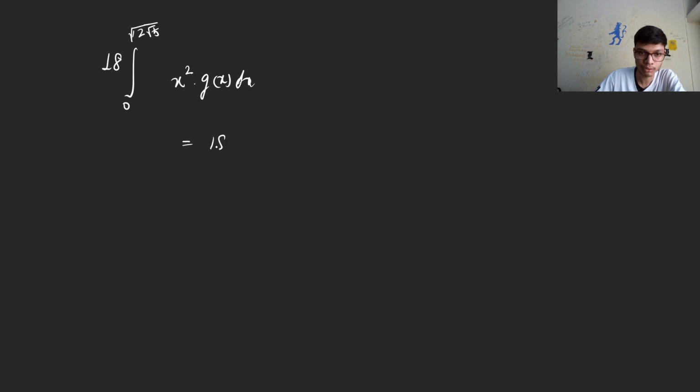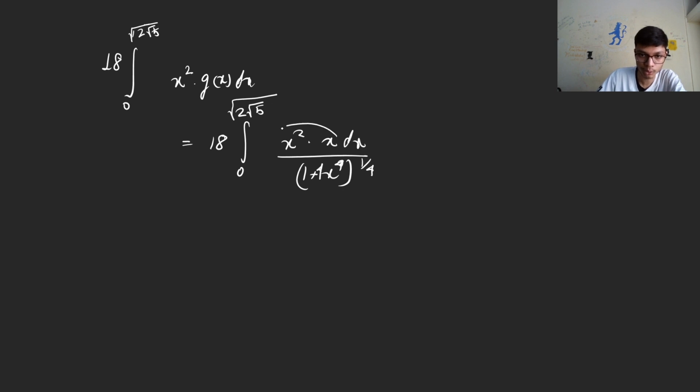So if I solve this, it's going to be 18 times the integral, where the limit is root under 2 root 5, and this is x square into x, whole divided by 1 plus 4 times x to the power 4, whole to the power 1 by 4. Now this result is going to be x cube. What I can do from here is let x to the power 4 be t, then I'll get 4x to the power 3 dx equal to dt.